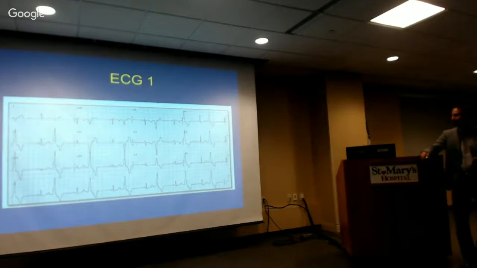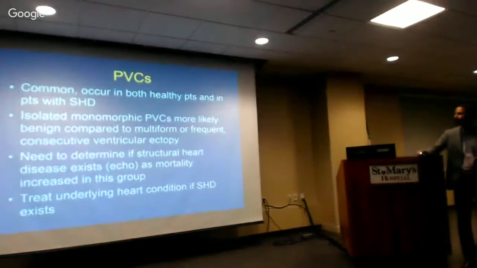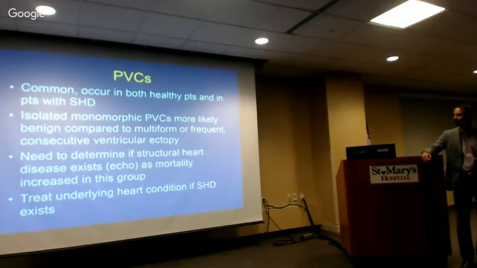Right, so ventricular bigeminy. So you see PVCs occurring every other beat: sinus beat, PVC, sinus beat, PVC. This is of a left bundle pattern with an inferior axis, probably from the right ventricular outflow tract. So PVCs are very common. They occur in both healthy patients and patients with structural heart disease.